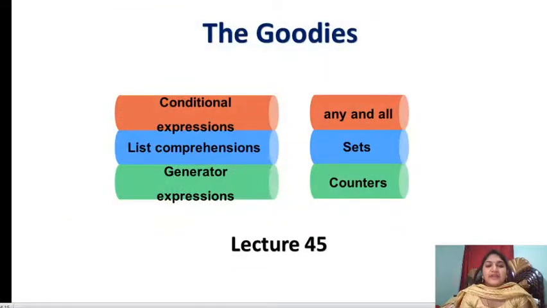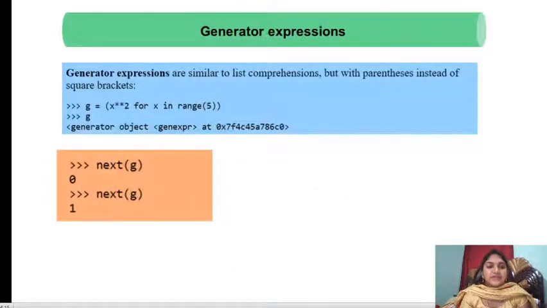Next, coming to generator expressions. What is meant by a generator expression? It is similar to a list comprehension but with parentheses instead of square brackets. In the previous slide we used square brackets; here we use parentheses, which gives a generator expression. If you take x double star 2 for x in range 5, it produces a generator object. Calling next of G returns the results 0, 1, 4 and so on.